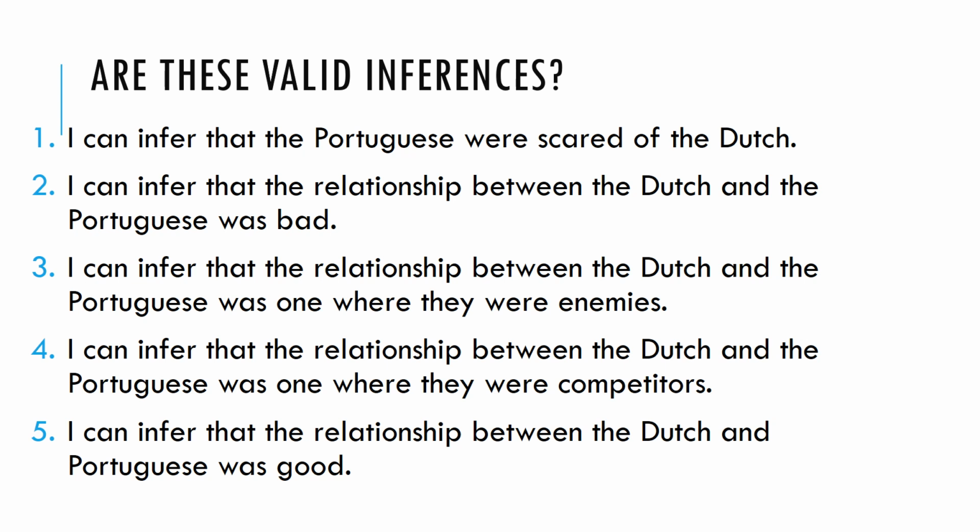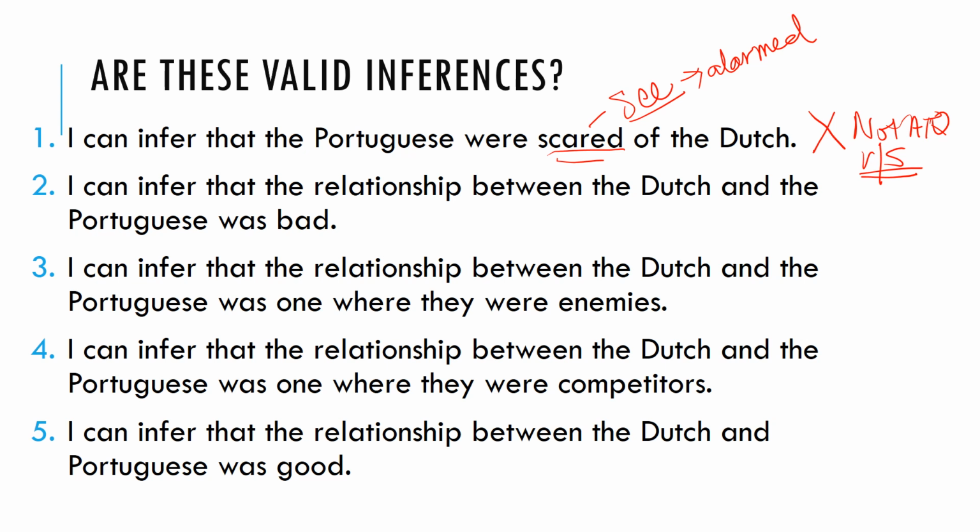Now let's look at some answers and see whether they are valid or not. Okay, number 1. I can infer that the Portuguese were scared of the Dutch. No, because it is not answering the question. The question is about their relationship. Do you say a person's relationship is scared? No, right? Okay, so answer 1 is wrong. Okay, secondly, the word scared is just something that we see. The person is just paraphrasing the word alarmed. So no, okay, it's not an inference.